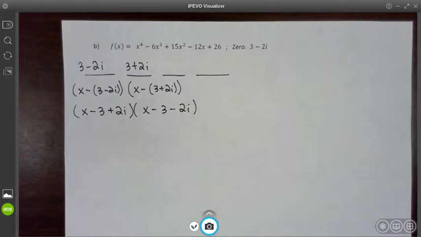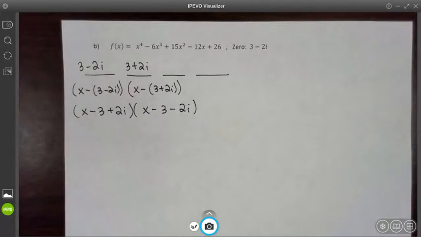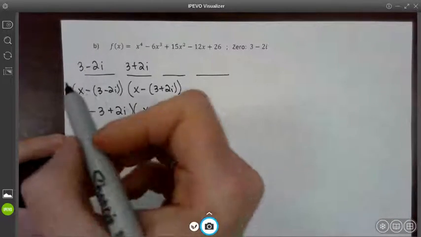So now, as weird as those factors are, they are factors of this polynomial. So I'm going to multiply them together, and they're going to become an irreducible quadratic, all right? Now, if you remember yesterday, I showed you guys a trick.